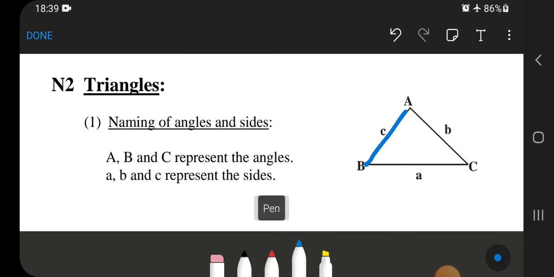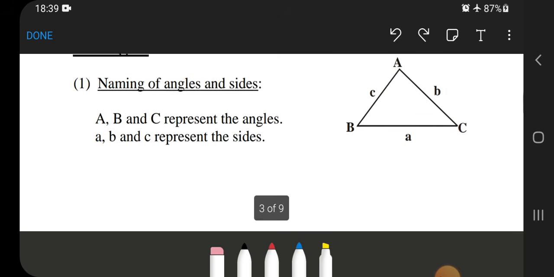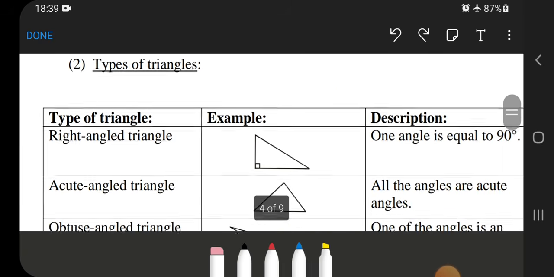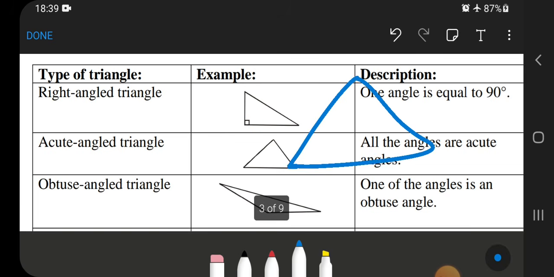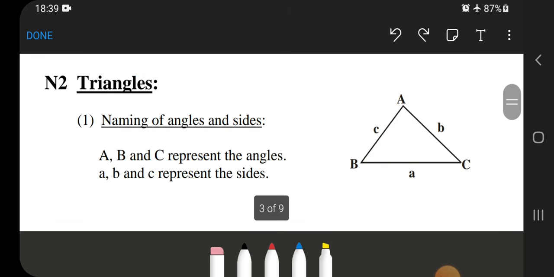Now let's look at this triangle, where A, B, and C represent the angles. So we have an angle here, here, and here in this triangle. And we're going to do types of triangles. We have a right angle triangle. Here, this angle is equal to 90. In a triangle, guys, no matter what the triangle is, the interior angles must be equal to 180. So this angle plus this angle plus this angle must always be equal to 180.